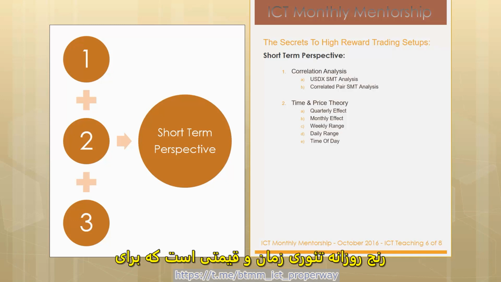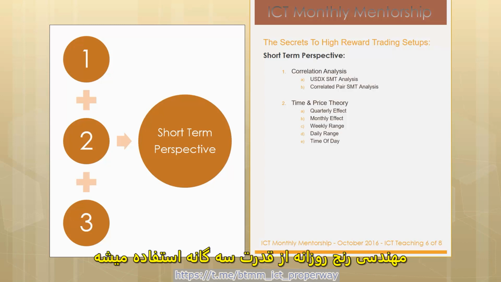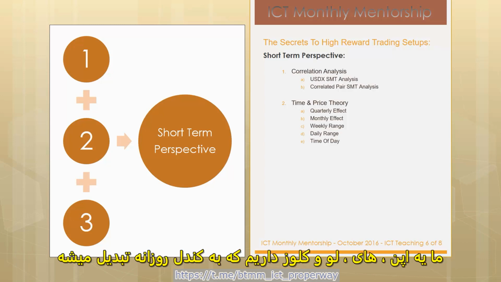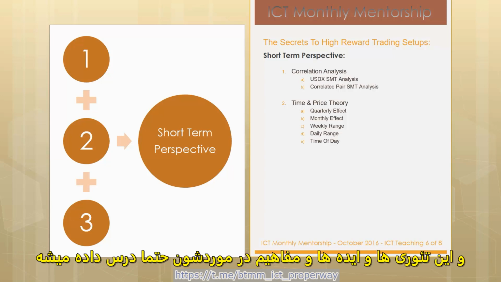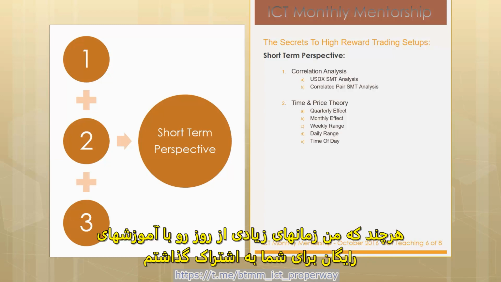And then obviously the daily range. Daily range is the time and price theory that we use for engineering the daily range, the power 3. The open, high, low, and close, how that transforms into the actual daily candle. Those theories and ideas and concepts will teach a great deal about that. And then obviously time of day.